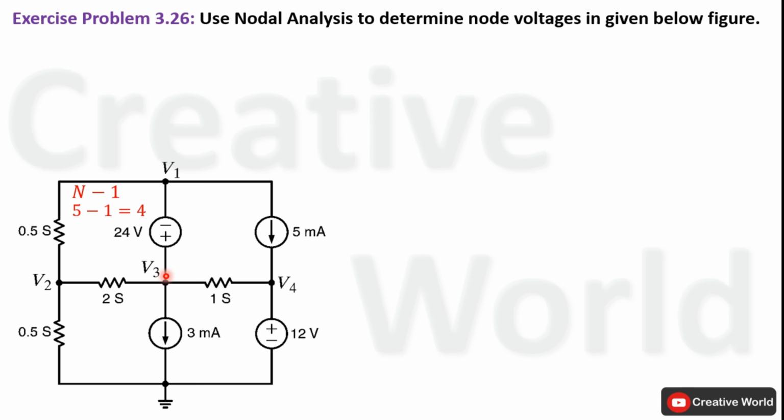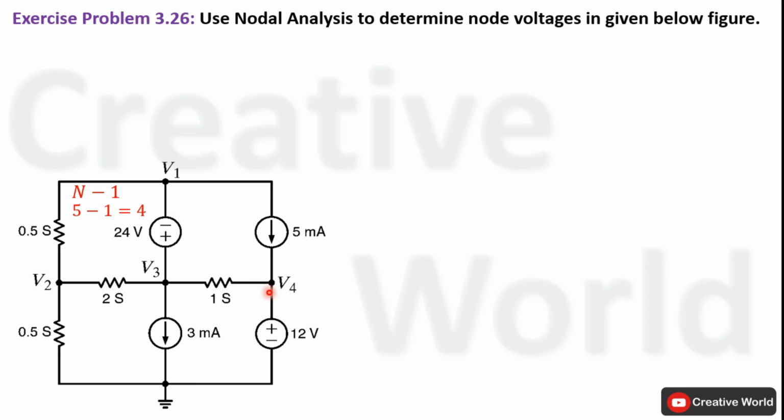In the second step, we have to label all unknown non-reference node voltages. In this network, this node is considered as the reference or ground node. The other non-reference node voltages are labeled as V1, V2, V3 and V4.